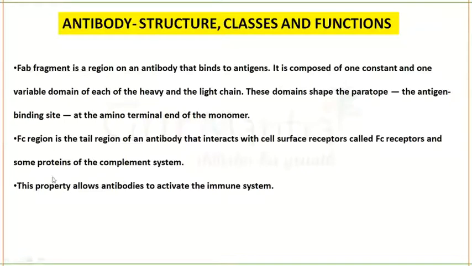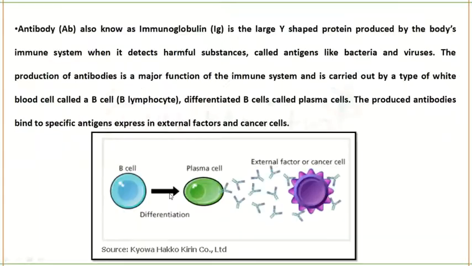The Fc region is the tail region of the antibody that will interact with the cell surface receptors called Fc receptors. So the bottom region of an antibody is called the Fc region, which interacts with the Fc receptors and some proteins of the complement system. This property allows the antibodies to activate the immune system. Don't worry about the structure, we will see it in detail. These are just an introduction.